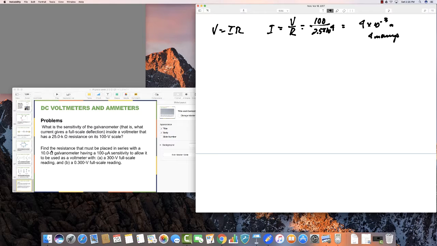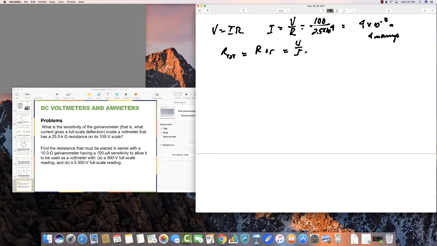Now the second problem says, what resistance must be placed in series with a 10 ohm galvanometer having a sensitivity of 100 microamps to allow it to be used as a voltmeter, first of all with a 300 volt scale, and then with a 0.300 volt scale? Well, if you start out with 300 volts, you know that R total is equal to big R plus little r, which is equal to V over I.